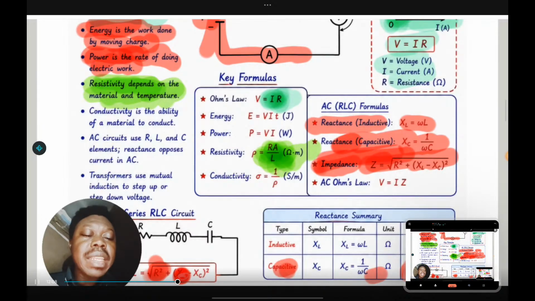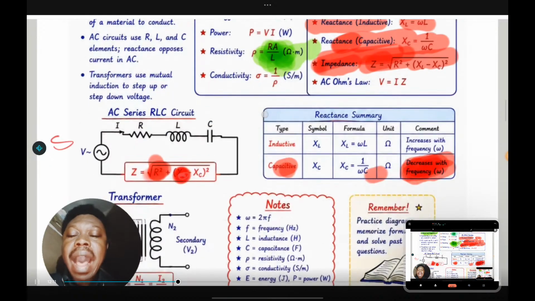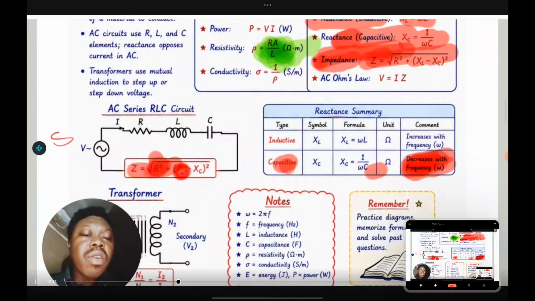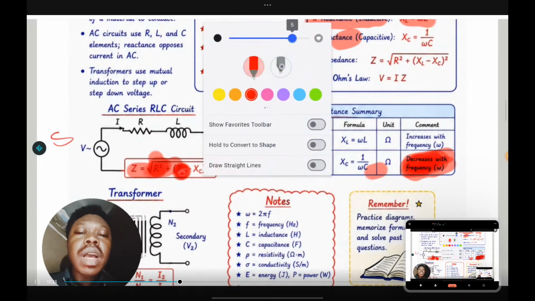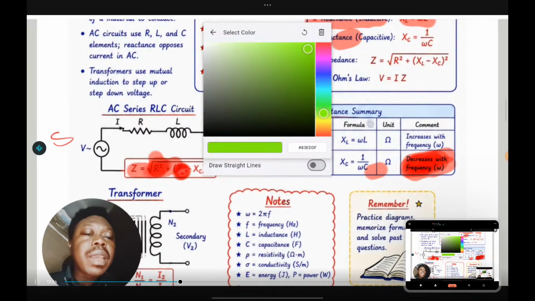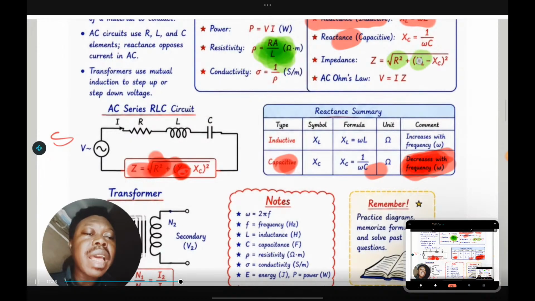Then you can be asked to find voltage under RLC circuit. For you to find your voltage, you say V equals IZ. This Z is in ohms. If you observe, the reason is because R is in ohms, XL is in ohms, XC is in ohms. So everything here is in ohms. Then Z will be in ohms. That's why this is Ohm's law. V equals IR. We are now replacing R with Z. Is that one clear? Please take note.